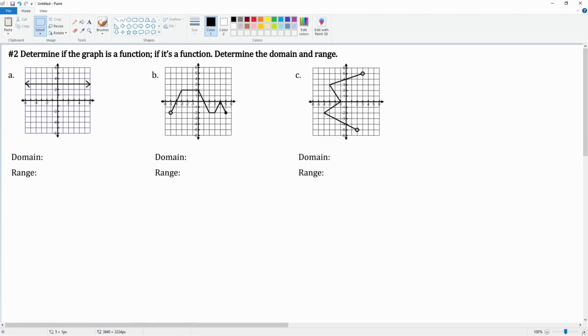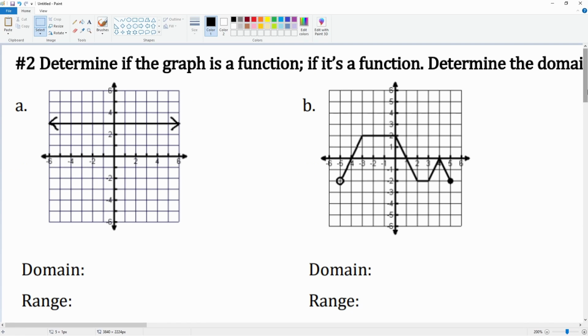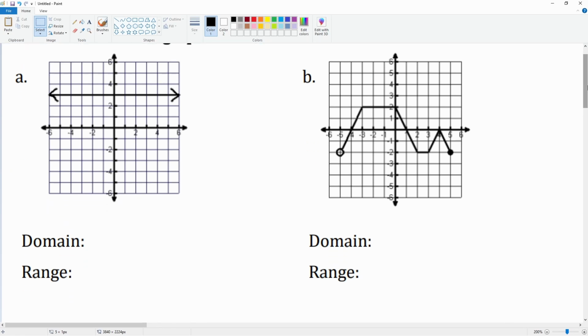Number two, you are going to be determining if the graph is a function. If so, determine the domain and range of your function here. All right, so this is a line. So let's see if it passes the vertical line test, right? Look, it does look like it passes the vertical line test. So we can actually say this is a function.